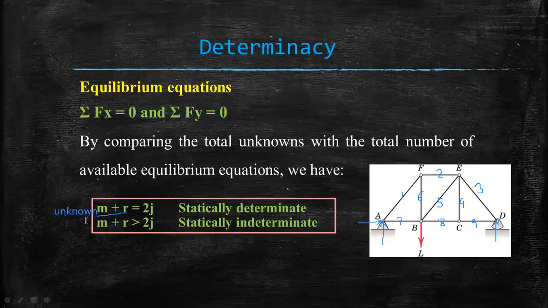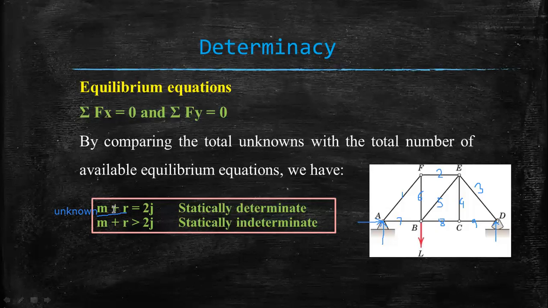This is the total unknown. M plus R is the total number of unknowns. And now we need to know, we have first determined how many unknowns there are within the structure. Now, how many equations of equilibrium do we have to solve this particular structure?